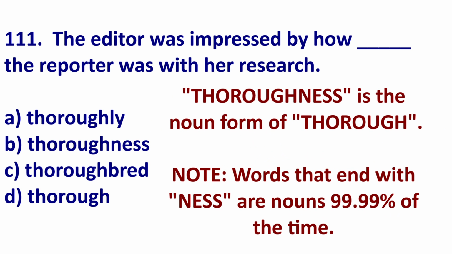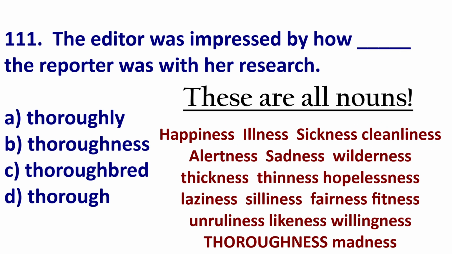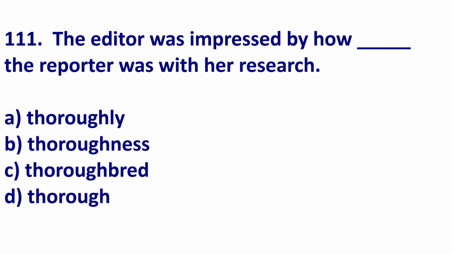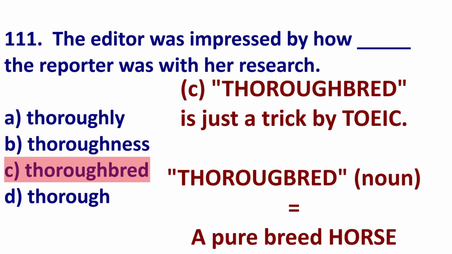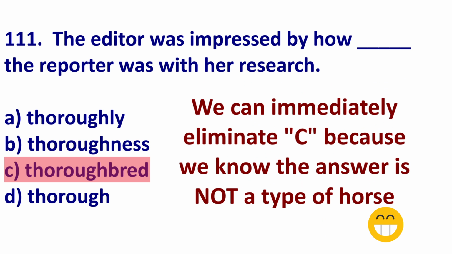Now, finally, thoroughness is the noun. Remember, words that end with "ness" are 99.99% nouns, such as happiness, sadness, fitness, cleanliness, etc. If we look at C, thoroughbred is just a type of horse. So immediately eliminate C, thoroughbred. So a thoroughbred is like a very successful, pure horse in racing. We are not talking about horse racing, so eliminate C.